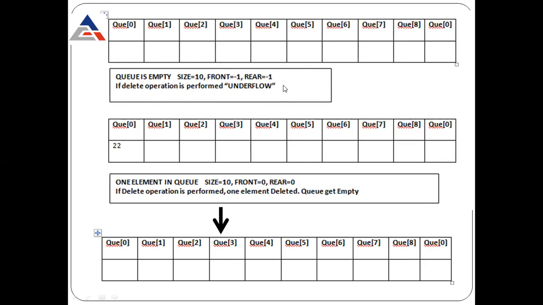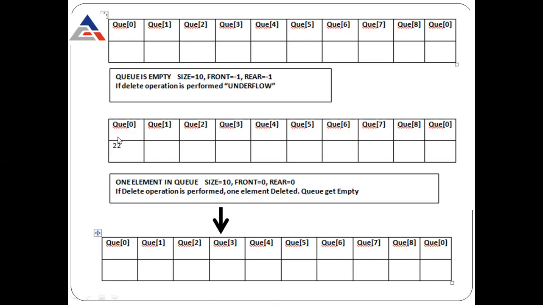Okay. The first element is inserted in the queue at the first location. One element in the queue, size is 10, front is 0, rear is 0. You can see only one element is there. 22 will remain as the front and 22 will remain as the last. If only one element is there, that remains the front and the last. If the delete operation is performed, one element is deleted, and the queue gets empty again.